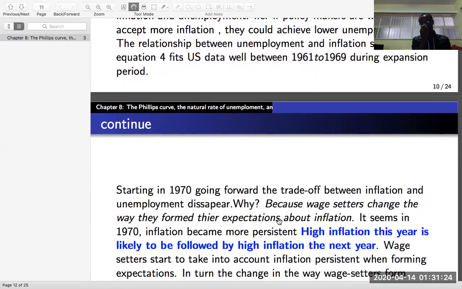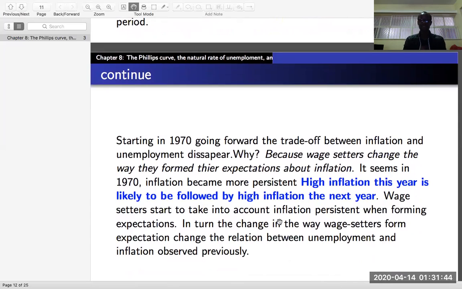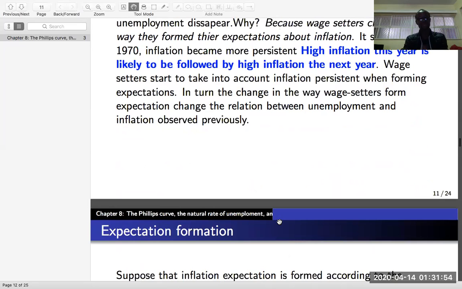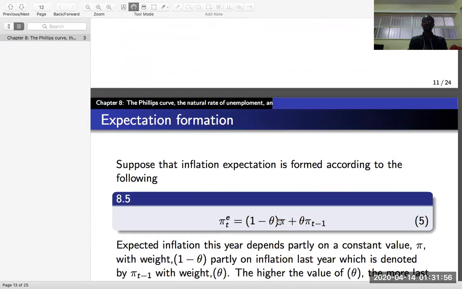And why did it disappear? Actually, it's because wage setters changed the way they form their expectations about inflation. It seems in the 1970s, higher inflation became more persistent. High inflation this year was likely to be followed by high inflation next year. Wage setters started to take inflation persistence into account when forming expectations. In turn, the change in how wage setters form expectations changed the relationship between the unemployment rate and inflation observed previously. So, expectation formation.